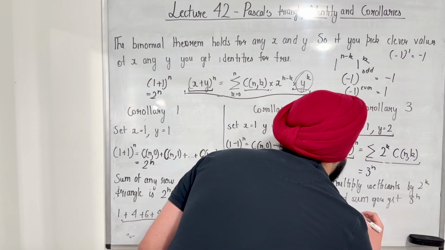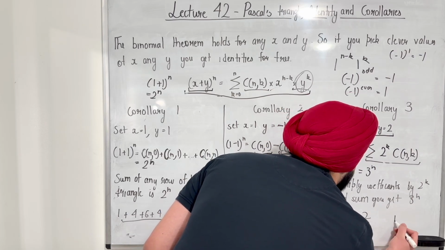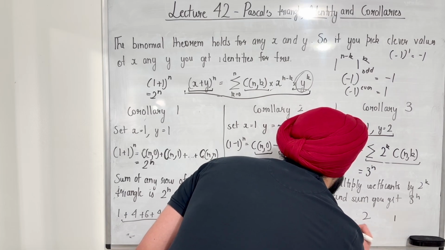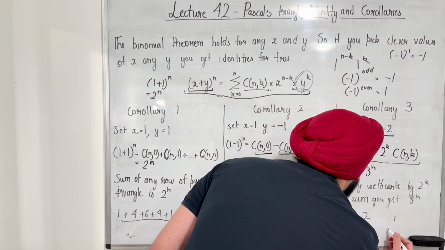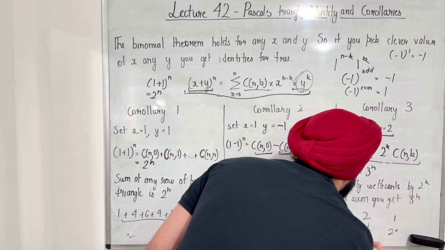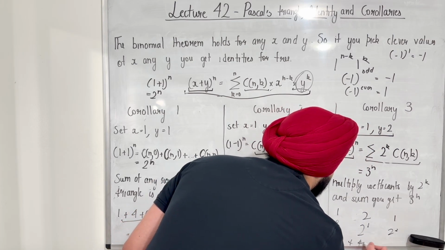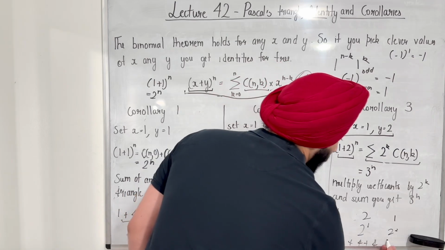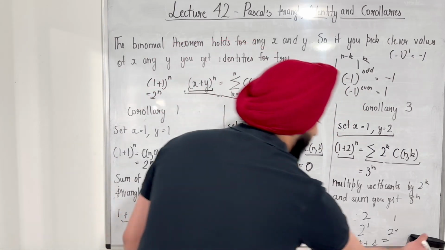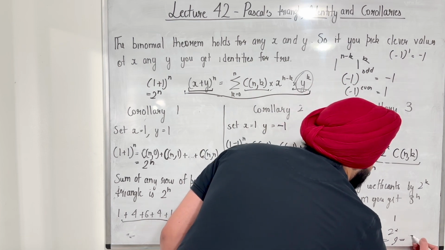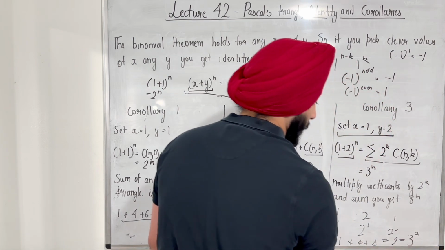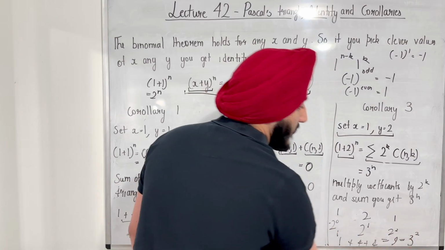So 1 multiplied by 2^0, 2 multiplied by 2^1, and 1 multiplied by 2^2. This gives you 1 plus 4 plus 4. My bad. So this will be 1 plus 4 plus 4, resulting in the value 9, and hence your answer, which is equal to 3 to the power of 2, or I should say 3 to the power of n.